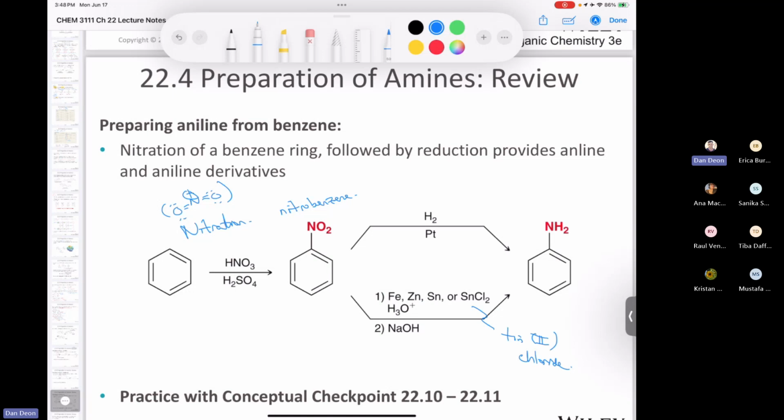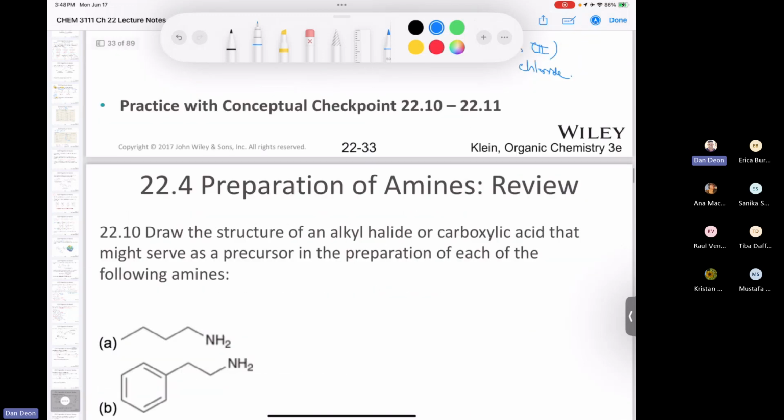And the reason you need the sodium hydroxide is because after the first step, after the reduction, since it's done in acid, you would actually end up with anilinium. So you end up with NH3+, and then you treat it with base, NaOH, and you make the free base like that. So that's another way to make an amine.